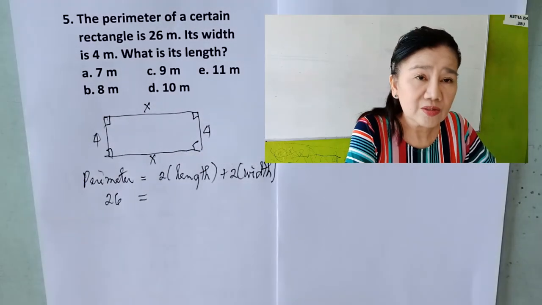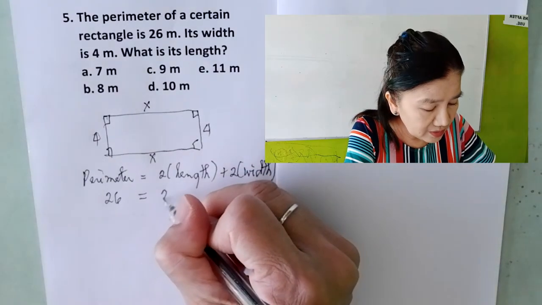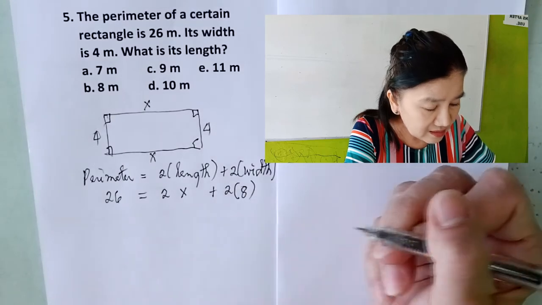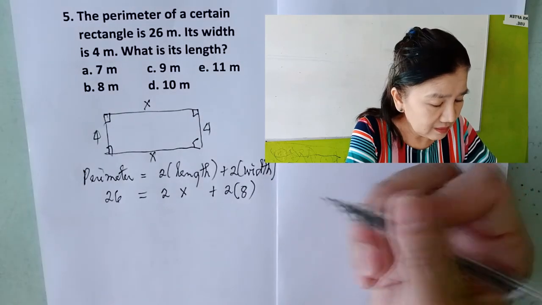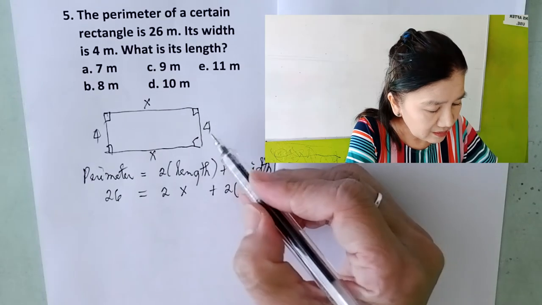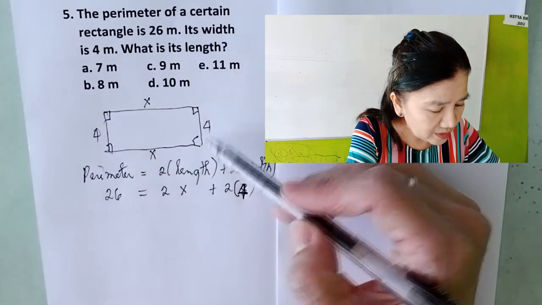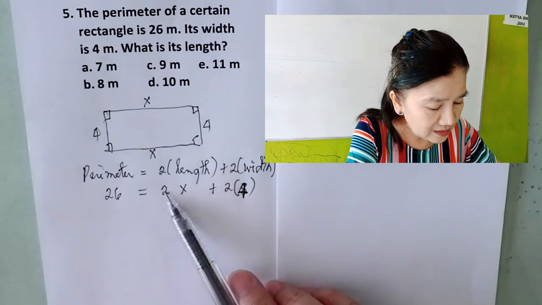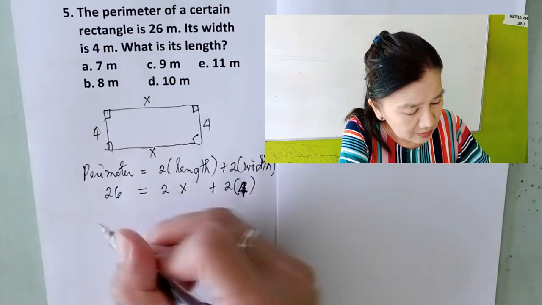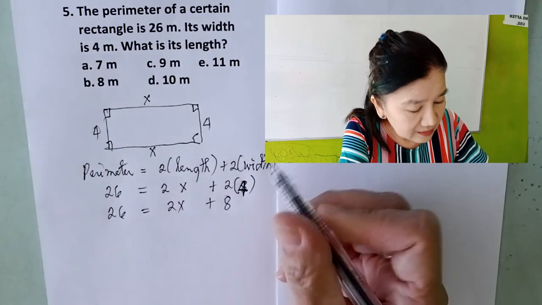So that would mean, using algebra, you will have here 2 times the length, which is x, plus 2 times the width, which is 8. Right? No, I'm sorry. This should be 4. Let me erase that. The width is 4. Repeat: 2 times the length, so 2x, plus 2 times the width, which is 4. So this is now 26 equals 2x plus 8.